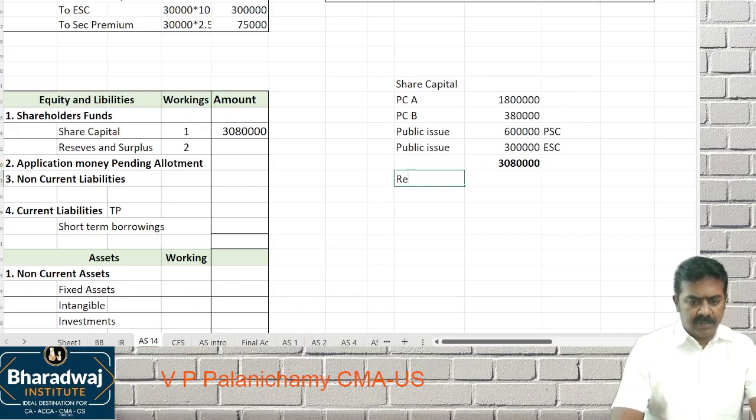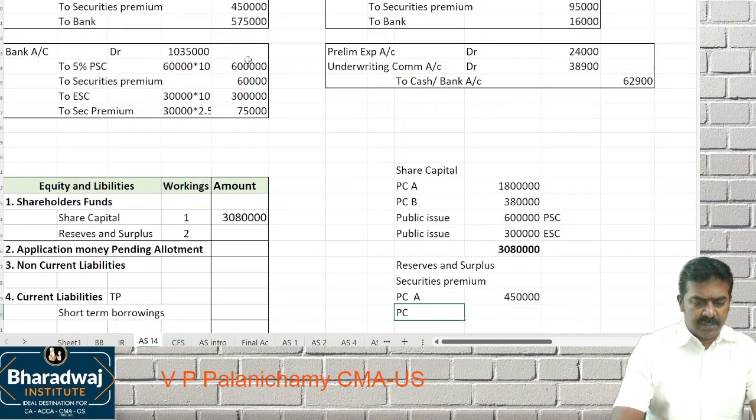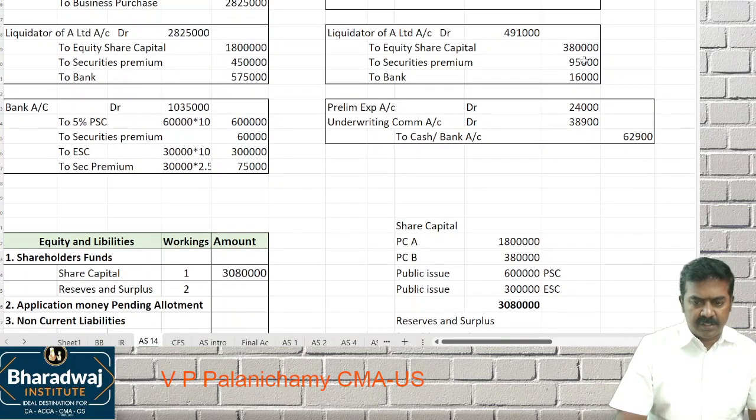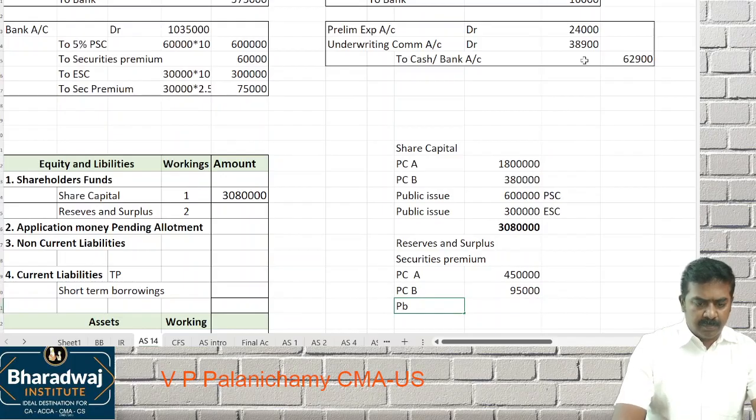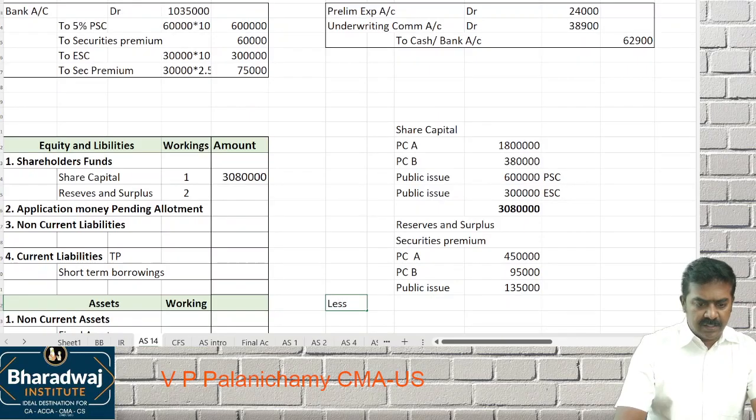Then reserves and surplus. All securities premium. Okay, purchase consideration of A, when paying, what is the securities premium? 4,50,000. Purchase consideration of B, while paying that, what is the securities premium? 95,000. Public issue, we have got two securities premium. This 60,000 plus, less preliminary expenses and underwriting commission. Totally how much? 62,900. Net amount will come.